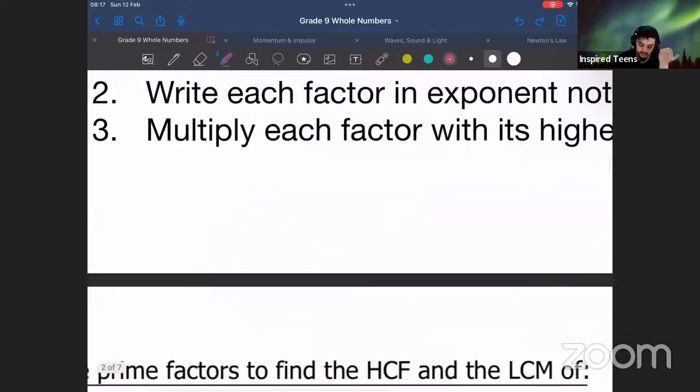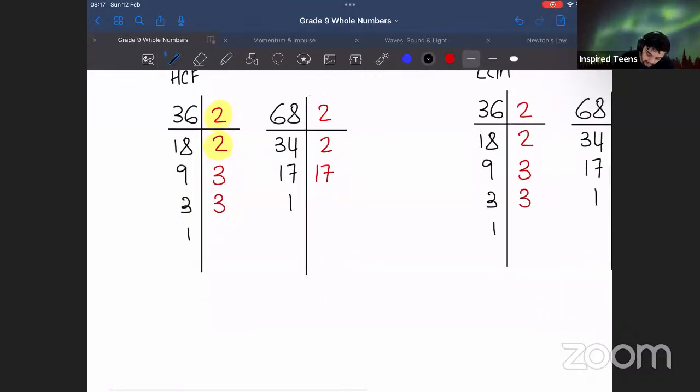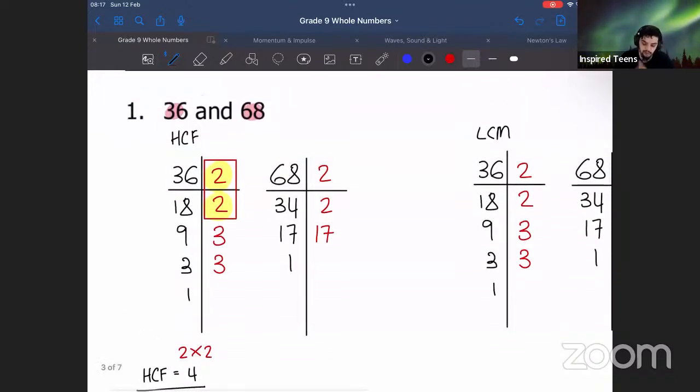Okay, so that's essentially what they're saying. Identify the common factors, ones that are common. So what you need to do is, if you have a 2 here and a 2 on the other side, you can highlight it or circle it. And then if you have any pairs that are matching, you just highlight it on one factorization set. You take those numbers that are highlighted and you multiply them. So I'm only going to take these 2. So I'm going to say 2 times 2. And this is going to give me the HCF of 4. The highest common factor between 36 and 68 is actually 4.